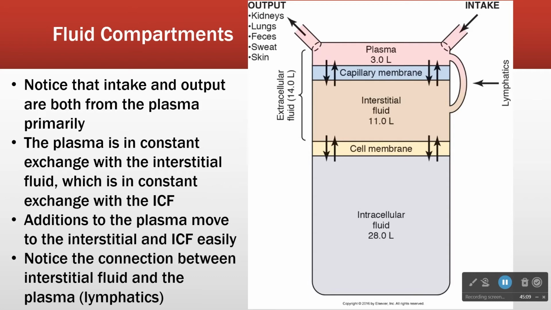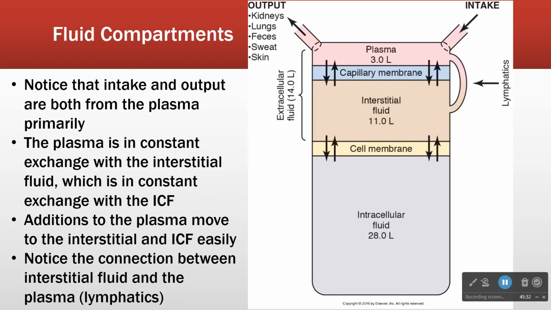So urine comes from the plasma. When we drink water, that ends up in the plasma, right? So our ins and outs are through the plasma. On the other side of the capillary membrane from the plasma is the interstitial fluid, okay? And then on the other side of the cell membranes from the interstitial fluid is the intracellular fluid.